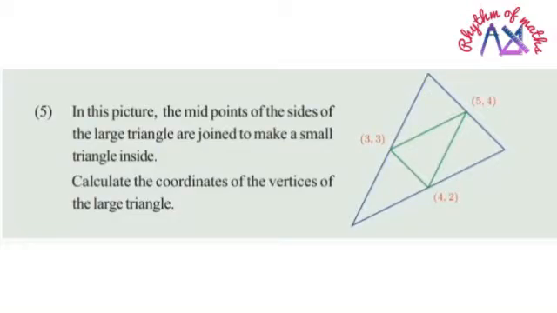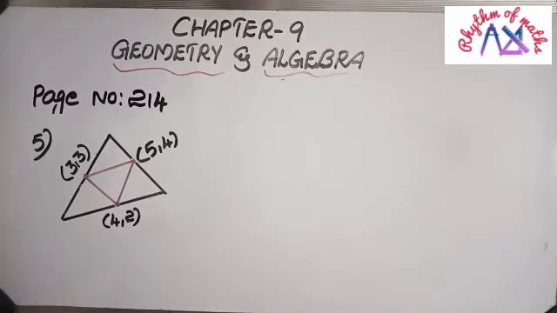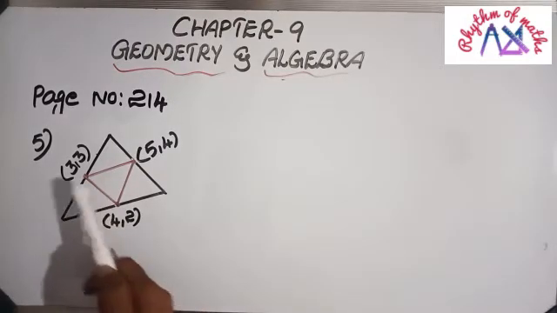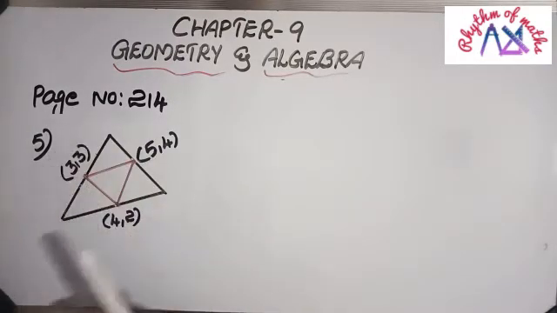Next, question number 5. In this picture, the midpoints of the sides of the larger triangle are joined to make a small triangle inside. Calculate the coordinates of the vertices of the large triangle. Here in this question we have a triangle, one large triangle, and by joining the midpoints of all the three sides we have one small triangle also, and that small triangle's coordinates are given.